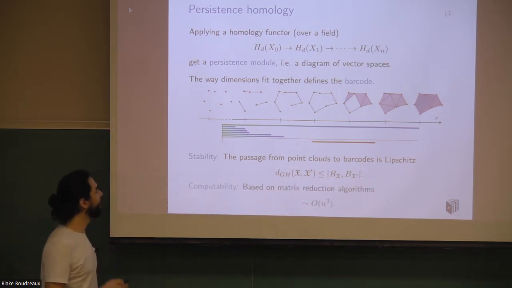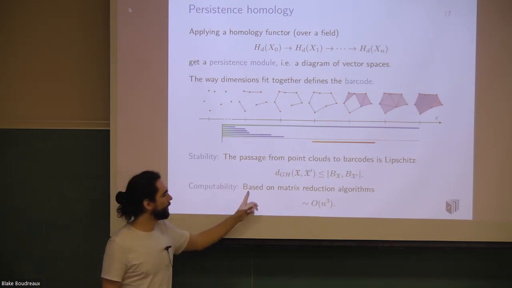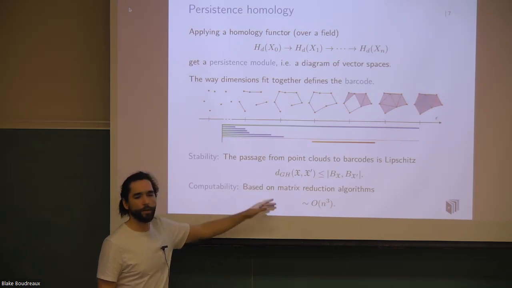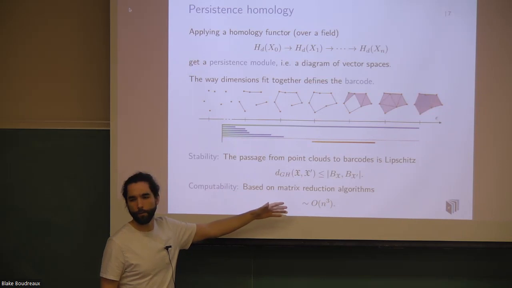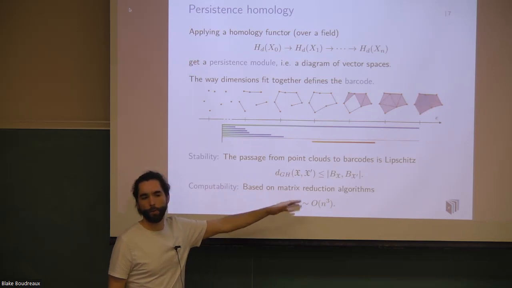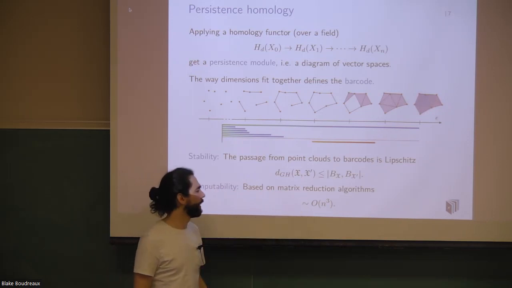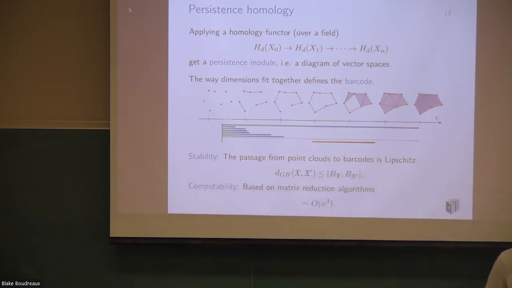And the other reason why they are useful is that they are computable. This computability comes from the fact that in order to extract this information, we only have to deal with the reduction of matrices. And we know that in the worst case scenario, that algorithm is n cubed. But here we're dealing with very sparse matrices, so actually it goes much faster.